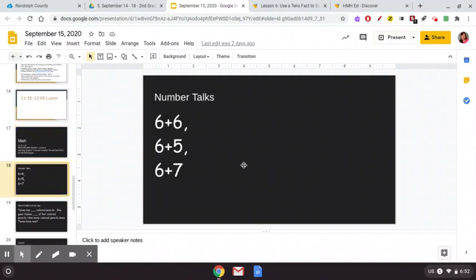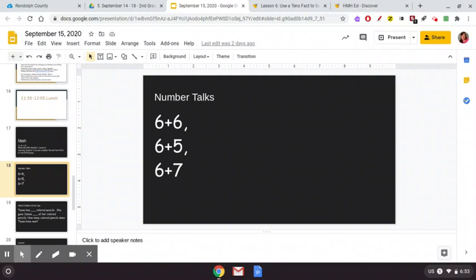All right, so our number talks today, I'm going to pause after each problem that I present so that you can solve it yourself. So 6 plus 6 equals what? Okay, if you put 12, you are correct. Good job. So our next number talk is 6 plus 5. Okay, if you chose 11, you are correct.